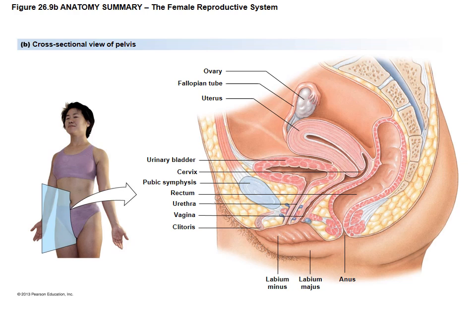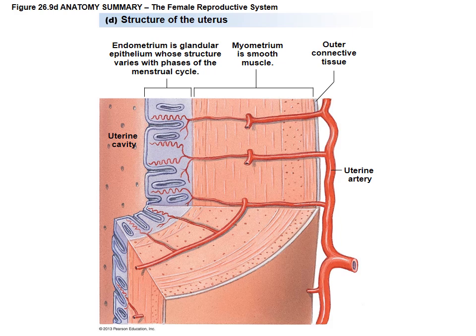If we take a cross-sectional view of the pelvis of a female, we see that the uterus has a very thick wall. Upon a closer look, this thick wall of the uterus is composed of 3 layers. The first layer is this thin outer connective tissue covering, which surrounds this entire uterus. The second layer is the myometrium.